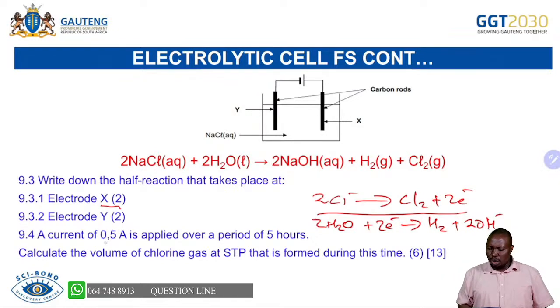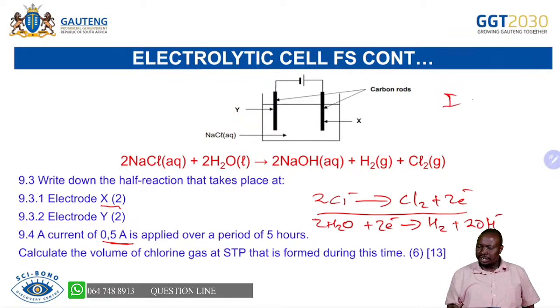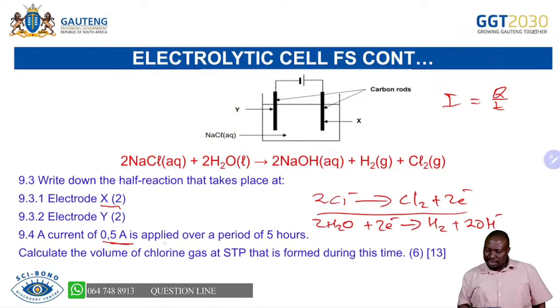It's saying a current of 0.5. Immediately when you see current, you know it's the rate of flow of charges: I equals Q over t. That's what comes to your mind. It's applied over a period of 5 hours. So we have current is 0.5, and we have time is 5 hours.